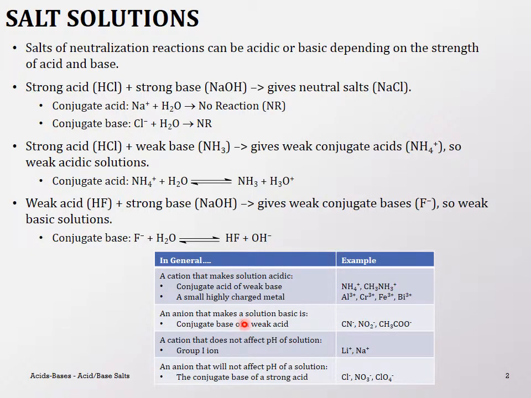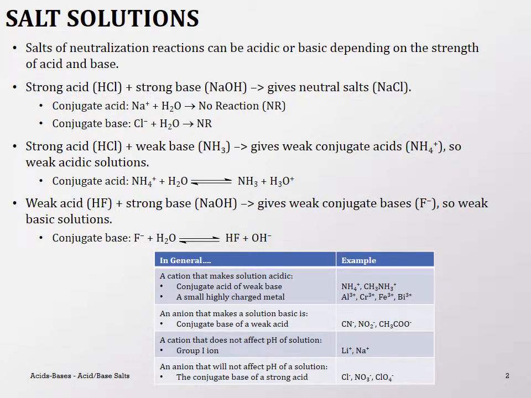An anion that makes a solution basic is going to be the conjugate base of a weak acid. So for example, these ones. Anything that does not affect the pH of a solution is, of course, the group 1 salts, because group 1 bases are very strong bases, and so they will not give you any kind of acidic or basic salt. And any kind of an anion is going to be coming from the conjugate base of a strong acid. So strong acids, strong bases, no, you will not have any pH for that, or it'll be a neutral pH, I should say. So look for the strong acid, strong base.